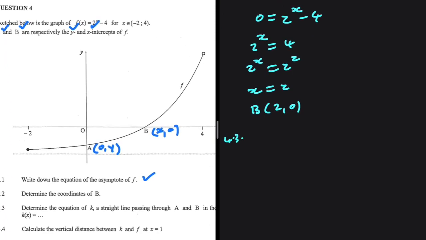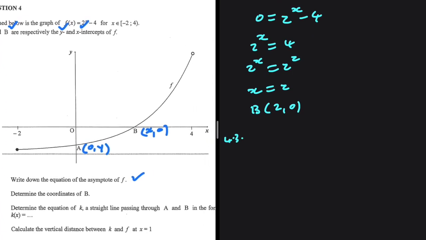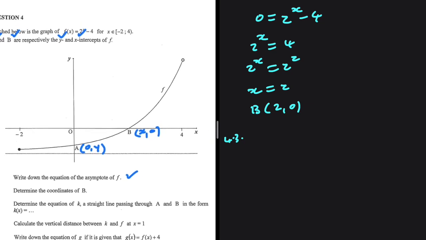In 4.3, we're supposed to determine the equation of k, a straight line passing through A and B, in the form k of x equals. Well, if it is a straight line, then this is mx plus c. We need the gradient. After finding the gradient, we can substitute B or A to find c. How can we find the gradient? We need 2 points. For B, we know that we have 2 and 0. If we can find the coordinates of A, we're going to be able to determine the gradient of k of x.